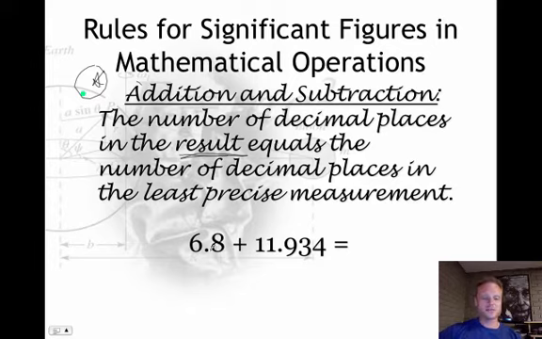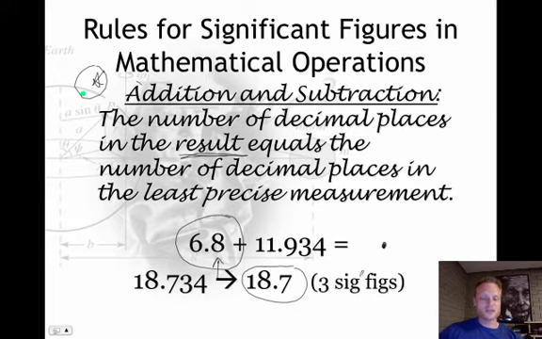Well, let's say you have 6.8 plus 11.934, okay? Again, the number of decimal places in the result equals the number of decimal places in the least precise measurement. This measurement right here is least precise because it only goes to the tenths place, whereas this one goes much further beyond the decimal point. So our answer is going to be some number, decimal point, and then 1 number after it. If you add this up, 6.8 plus 11.934, you would get 18.7. You'll notice there are 3 significant figures here, and we only have 1 number beyond the decimal point. That was determined by this digit right here because it is the least precise digit, 6.8.